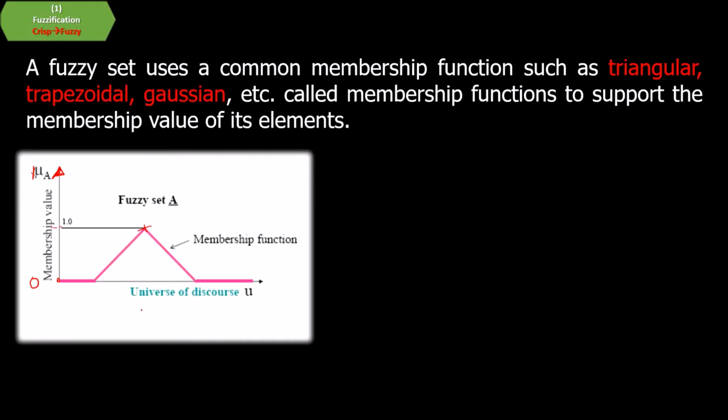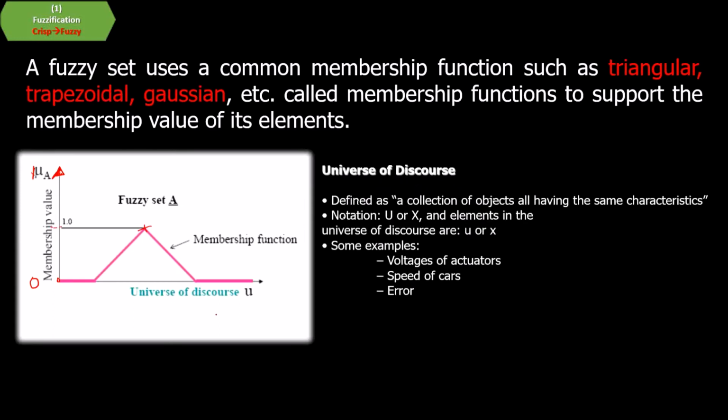The x-axis is the universe of discourse. The universe of discourse in general is the collection of all the real values that you want to put in your membership function. In this case, it is either the voltage, speed of a car, or error. So let's say, for instance, we take a simple example of the speed.